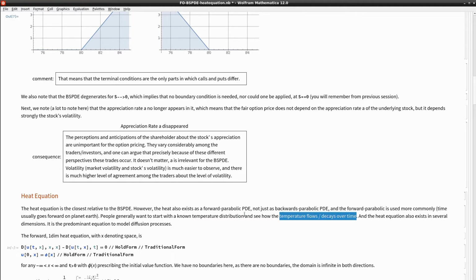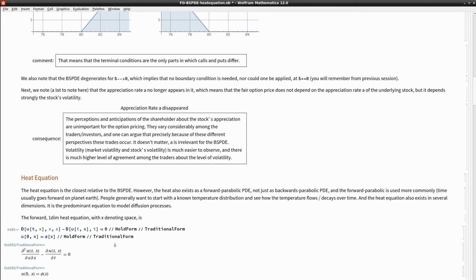The heat equation also exists in several dimensions. We are only looking at the one-dimensional case here. The heat equation in principle exists in n dimensions. So the heat equation is the predominant equation used to model diffusion processes. And the diffusion processes are special cases of the evolution processes. So in diffusion processes, the dominant equation is the heat equation. So we're writing it down.